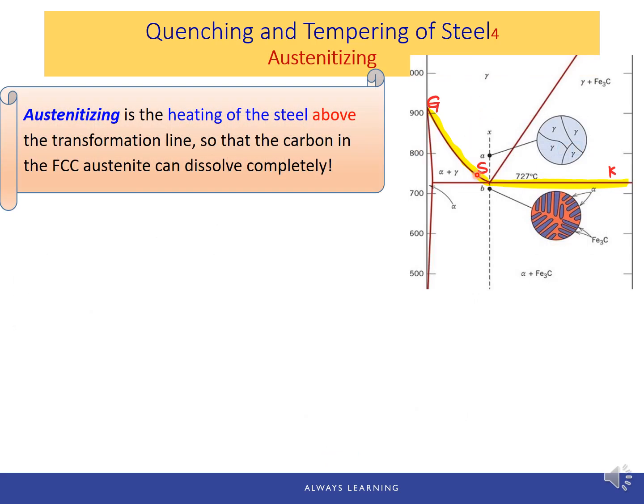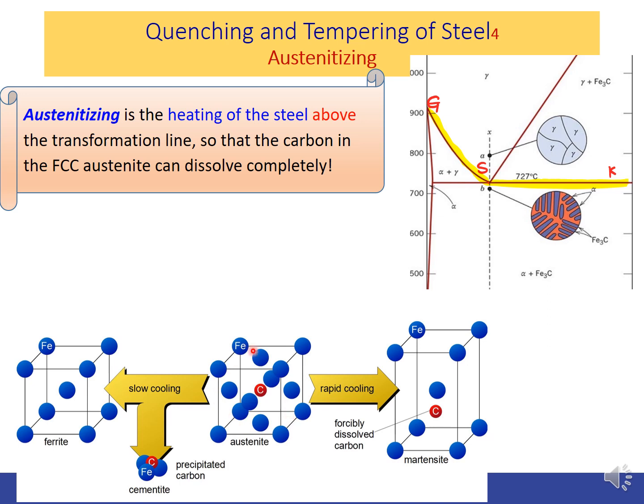In the first process step, the steel is heated above the GSK line. This completely transforms the BCC, or body-centered cubic, lattice structure of ferrite to the FCC-structured austenite. So austenite has FCC structure and ferrite has BCC structure.